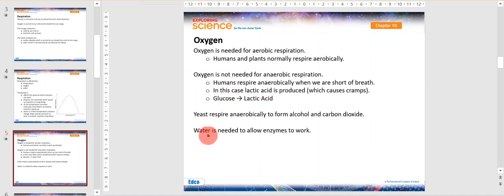Now, this process then of anaerobic respiration is used by yeast. So yeast respire anaerobically to form alcohol and carbon dioxide. And humans use this process to make alcoholic beverages, for example. And water is also needed to allow enzymes to work.